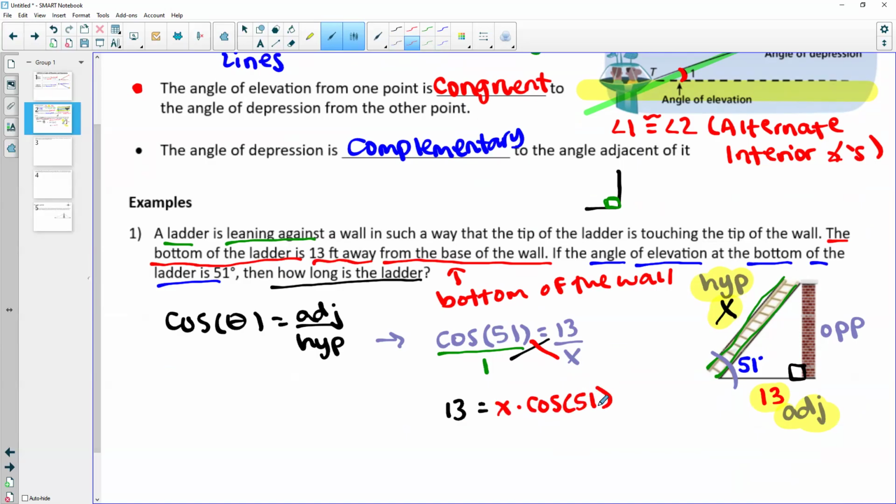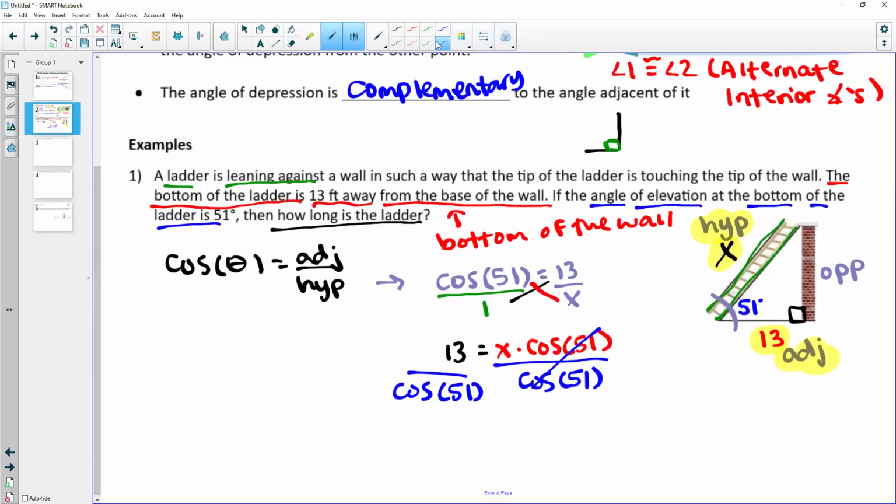What we need to do now is solve for x. Right now we have x times cosine of 51. We need to cancel the times cosine 51. So we're going to divide by cosine of 51 on both sides. Doing so cancels this out. And now what we have is the x by itself. Now we see that x is equal to 13 divided by cosine of 51. So that would represent your exact answer. That would represent the value of x. We just have to type this into the calculator to see what we get.